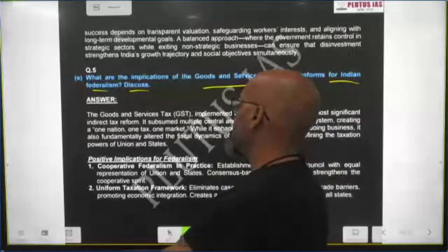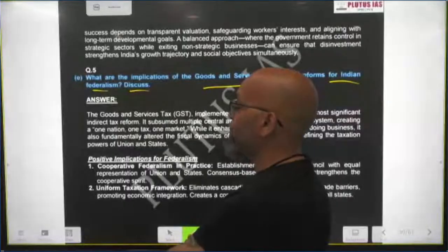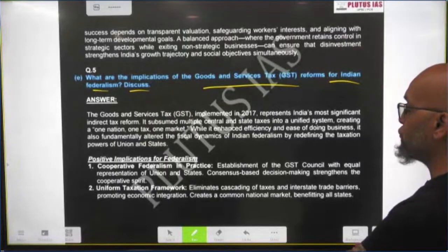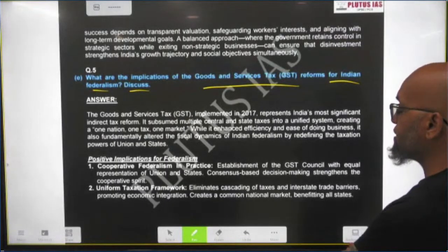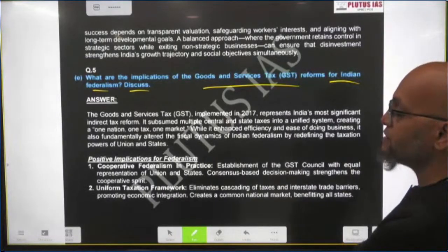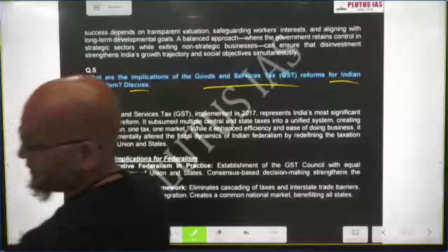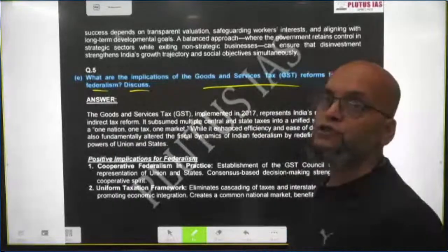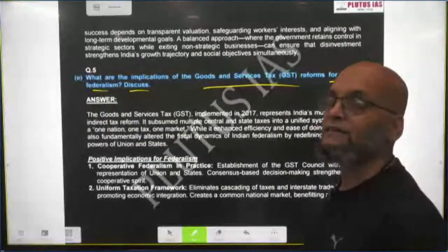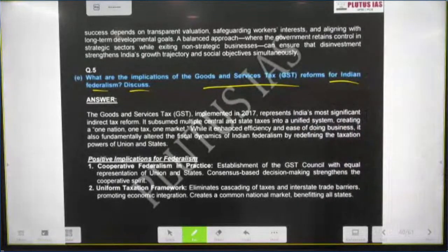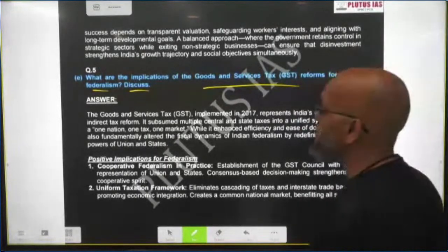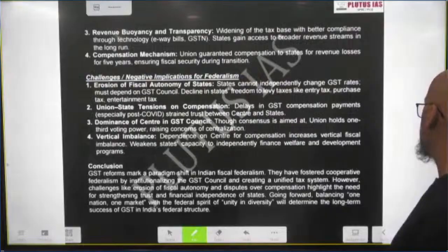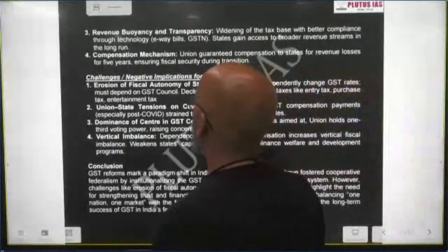So positive implications for federalism. Cooperative federalism in practice: establishment of GST Council with equal representation of union and state. Consensus-based decision making strengthens the cooperative spirit between state and center. Uniform taxation framework: as you all know, before GST, there were so many taxes, and tax on tax cascading effect. So it eliminates cascading of taxes and interstate trade barriers, promoting economic integration, creating a common national market benefiting all states.